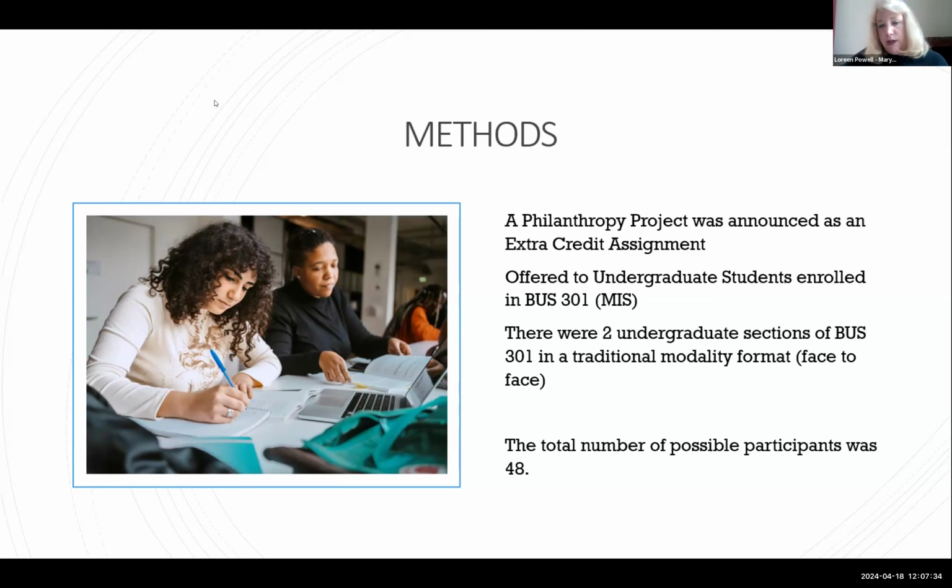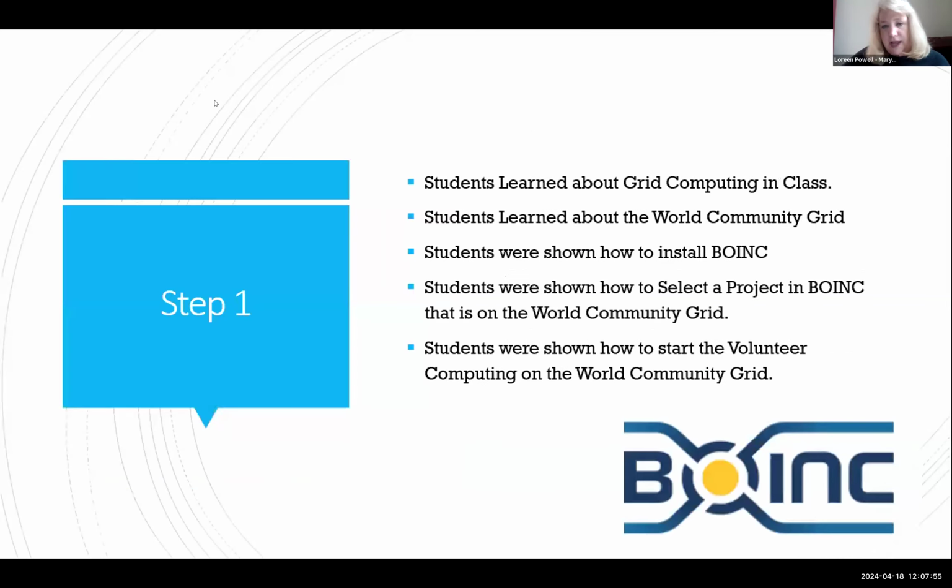So it was an undergraduate course, BIS 301. There were 2 sections. In particular, the sections were face-to-face. So it was not an online class, but there's no reason why you couldn't do this online. Very simple and easy. I'll show you today. Literally, it'll take me 3 minutes to get up and running, and we are now volunteering back. The total number of students that participated was 48.